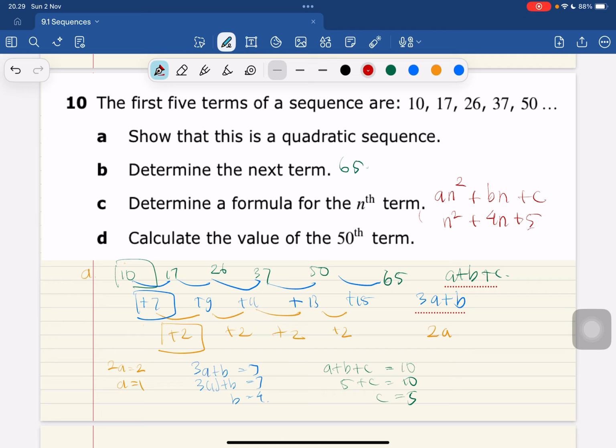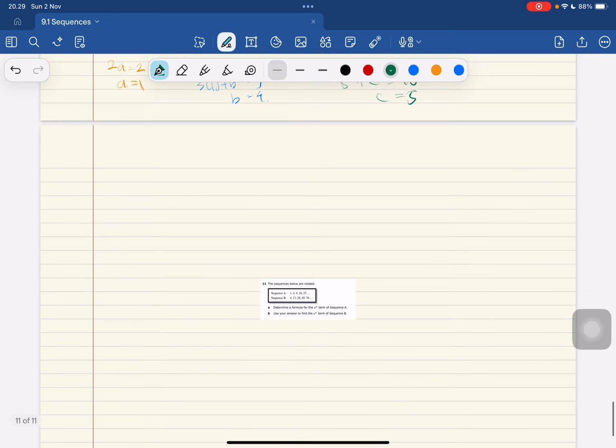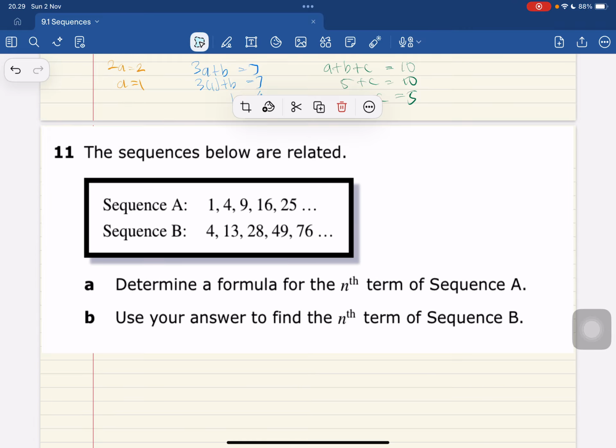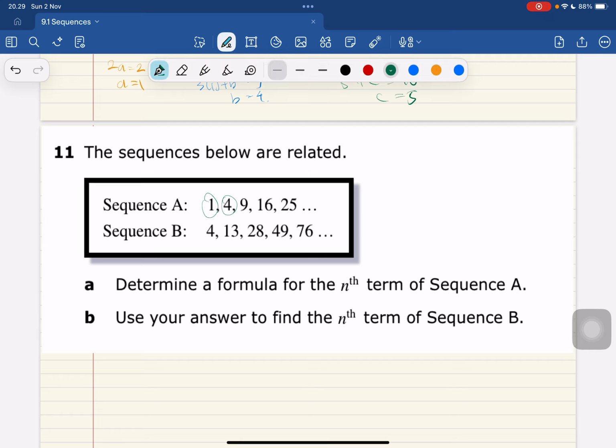So calculate the value of the 50th term. So we make it 50 squared plus 4 times 50 plus 5. So it's going to be 2705. Next, 11, let me zoom out. Okay, determine a formula for the nth term. Okay, we can see from here, this is a special case. Square number. So Tn equal to n squared.